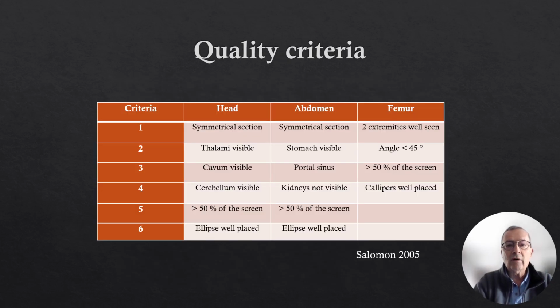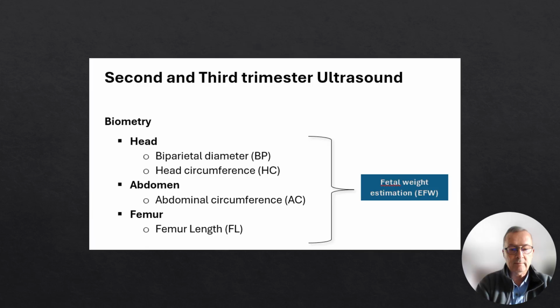The quality control, as you can see, focused on the three parameters: the head, the abdomen, and the femur. And we can sum up all these parameters to be sure that the section has been done properly. Therefore, fetal biometry will focus on the second and third trimester, concentrating on the cephalic pole, the abdomen, and the femur. And with these three parameters, we should be able to estimate the fetal weight.